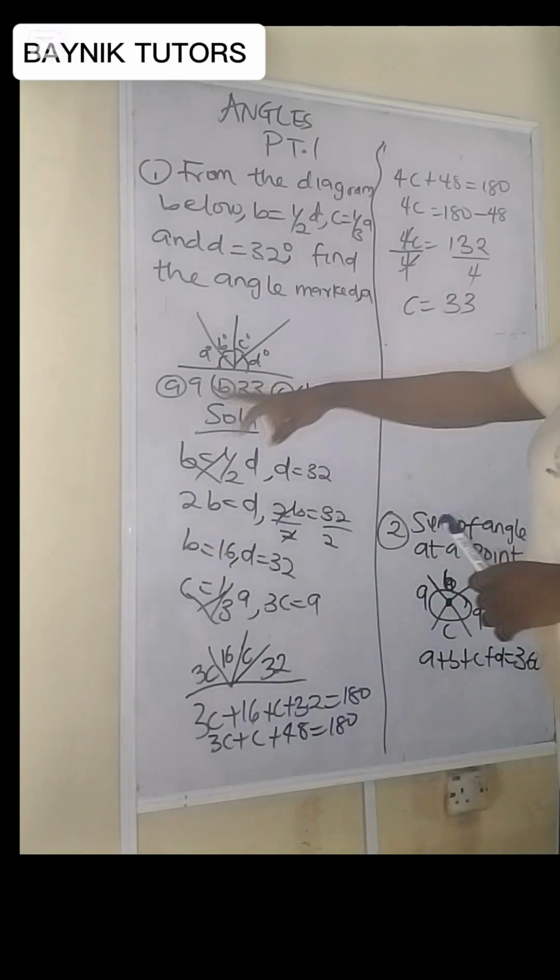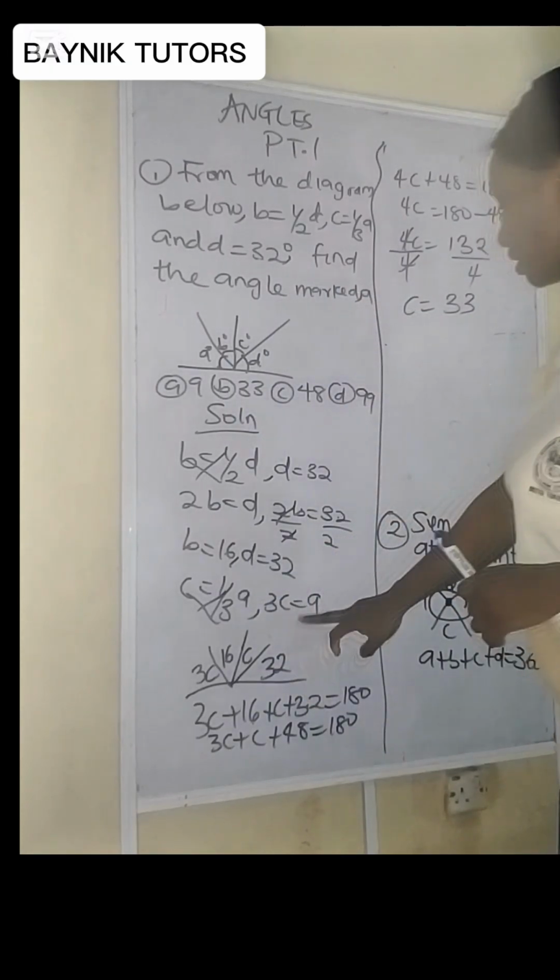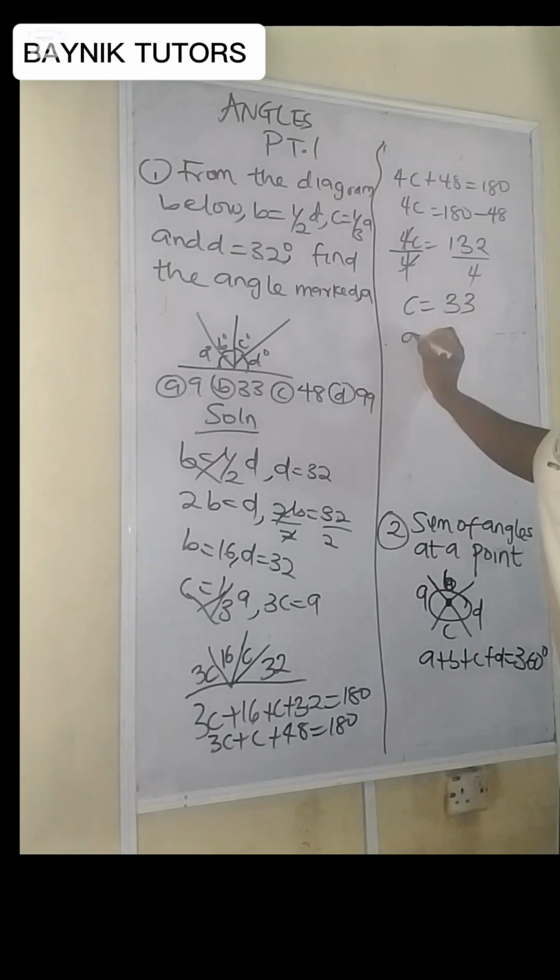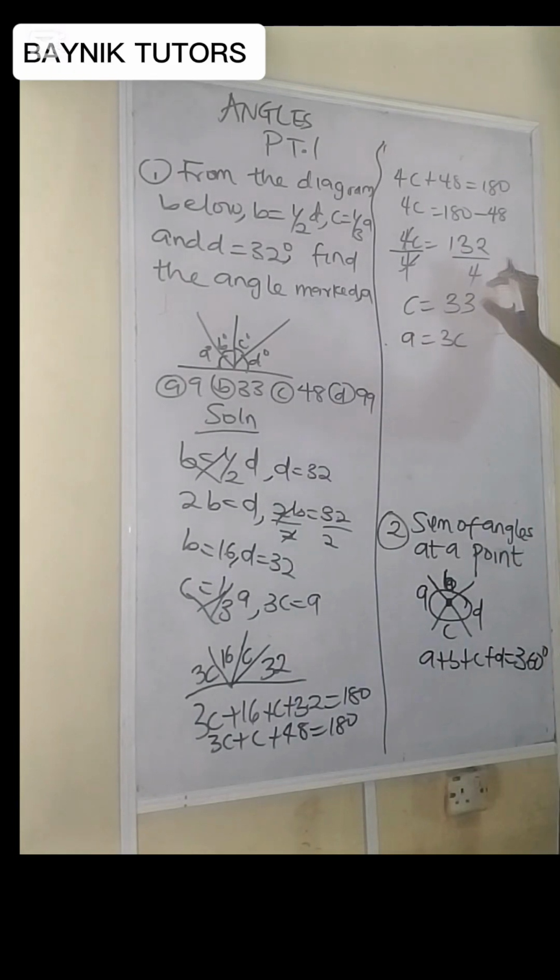But we have to look for A. So what is our A? Our A is 3C. So what are we going to do? Substitute 33 for C here. So A equals 3 times 33. It's as simple as that.